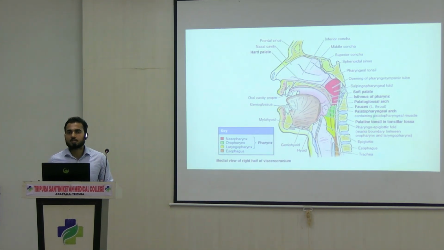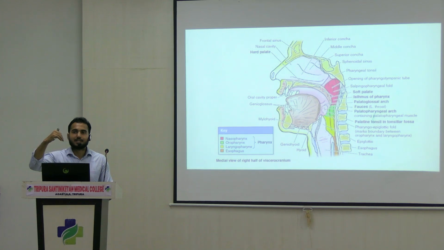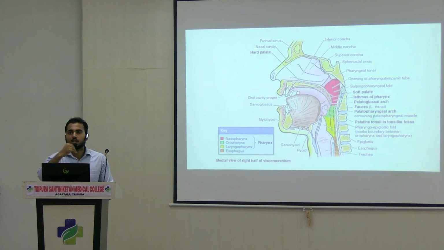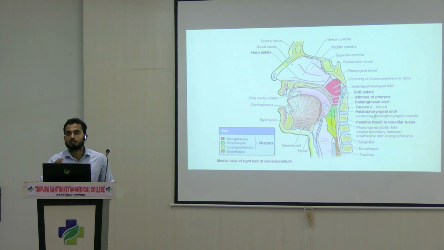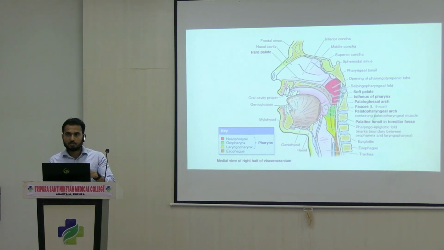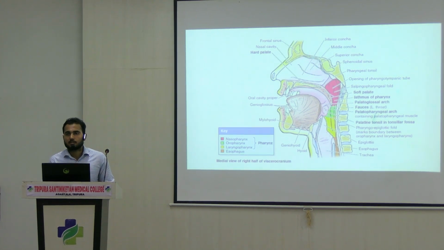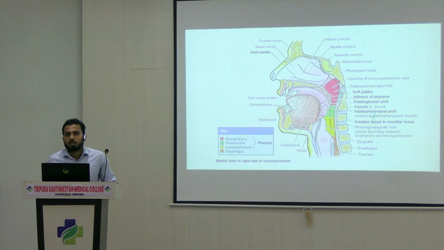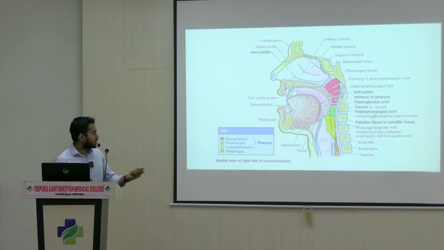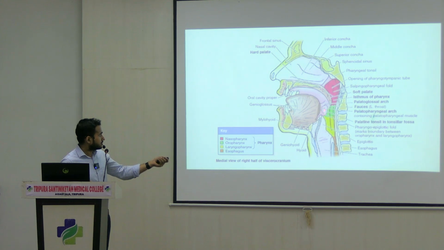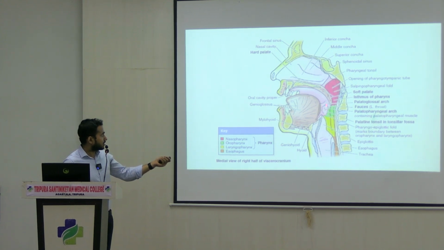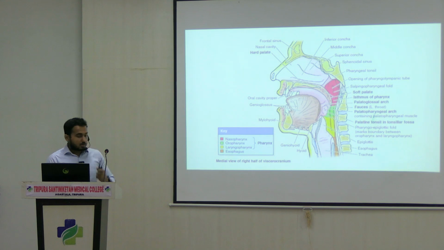How many borders are there? Two borders are there, superior border and inferior border. The superior border is attached to the posterior margin of the hard palate. The inferior border is free, and that inferior border forms the anterior boundary of the oropharyngeal isthmus. This is the oropharyngeal isthmus, this particular part.